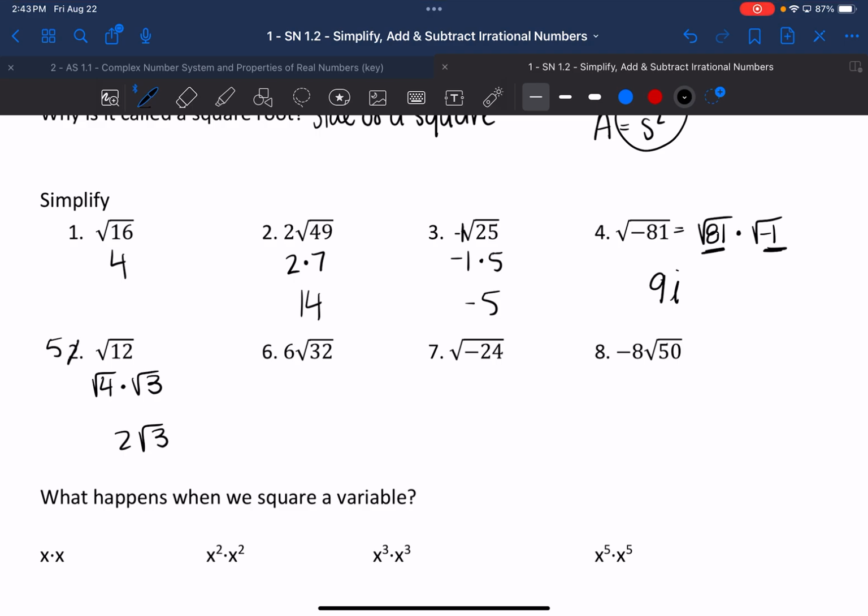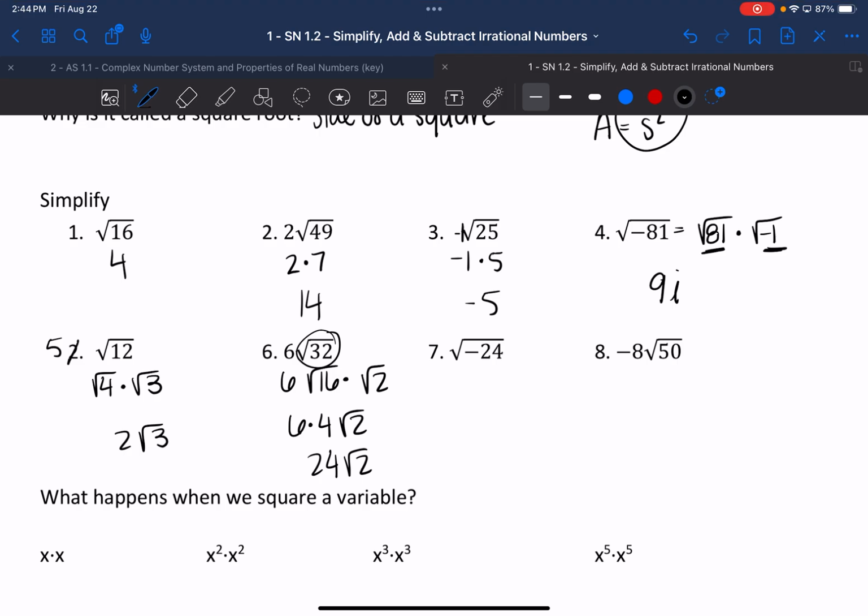Okay, what about 32? What multiplies to give me 32 and has a square root? 16. So I'm going to rewrite it as 16 and 2, right? That's equivalent to 32. And what is the square root of 16? 4. So I'd have 6 times 4 root 2, which is 24 root 2. Very good.